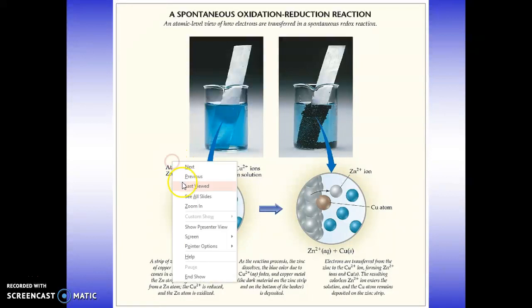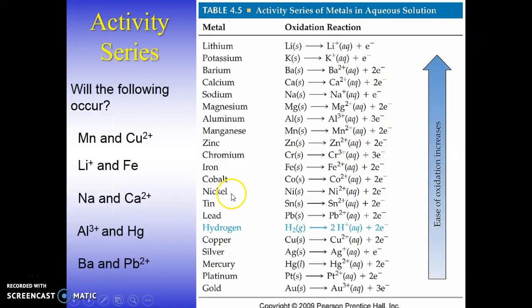Oops. I was thinking the answers were going to pop up, so I guess we got to do all these together.